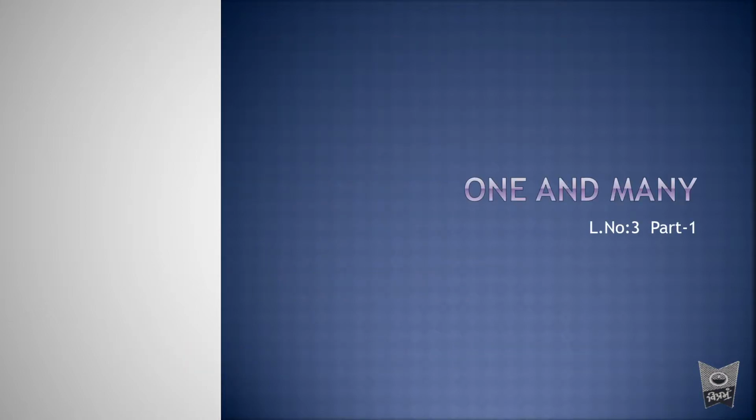So, today we are going to learn one and many. Okay, and this is part one. Now tell me the name of this animal. What is this animal called? Yes, cat. What is the spelling of cat? Read it. C-A-T, cat. Okay, now this is one cat.